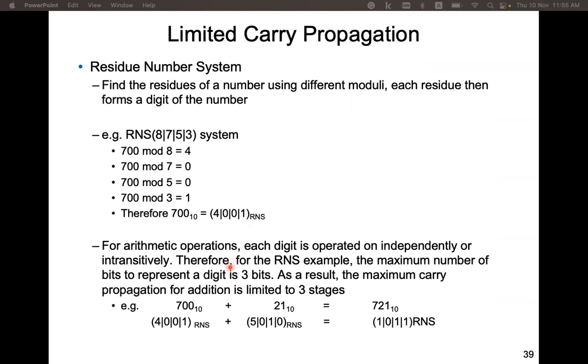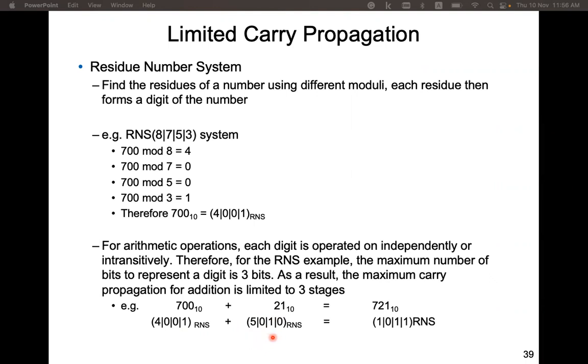Now let's consider addition of 721. First, we represent each number in this residual number system. So 700 is given as 4001. And 21, you can find, is 5010.